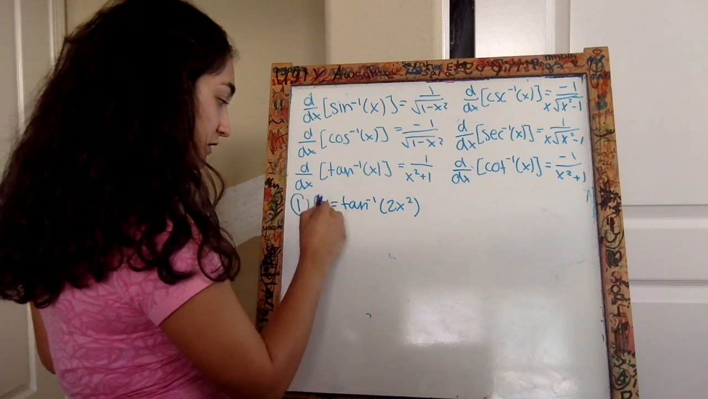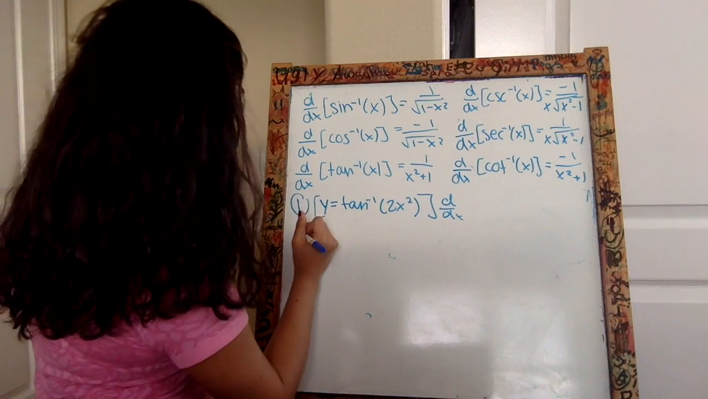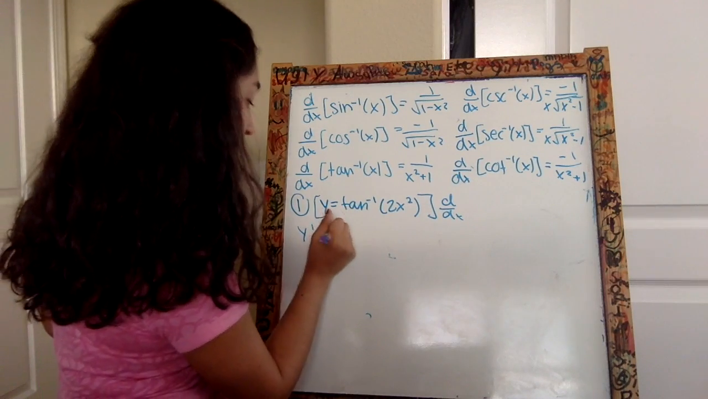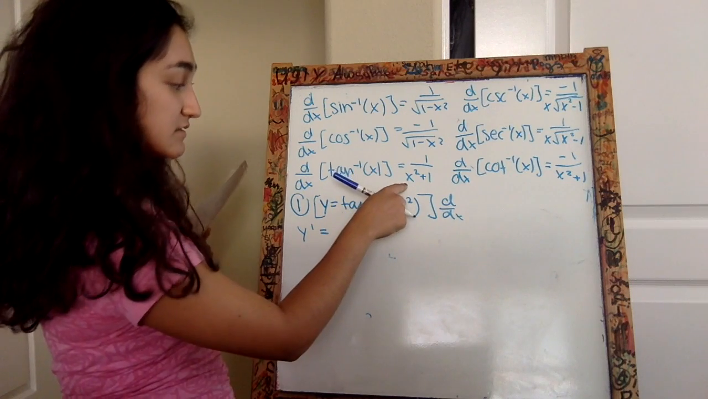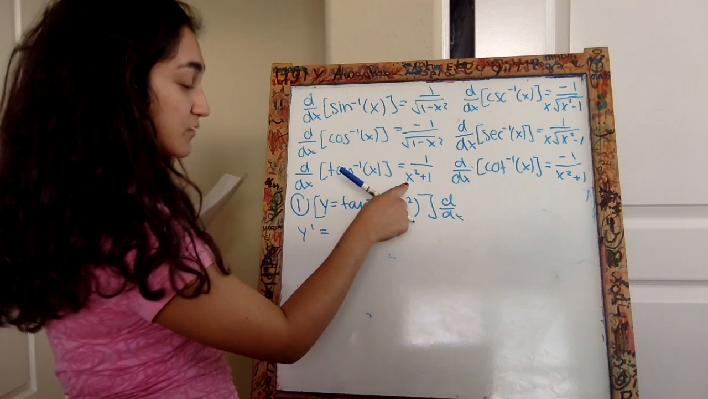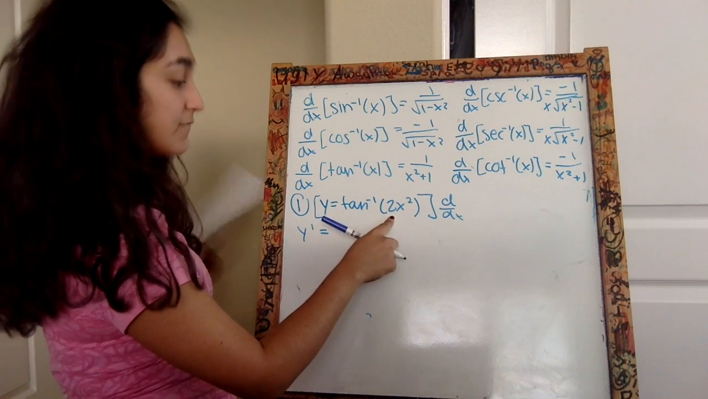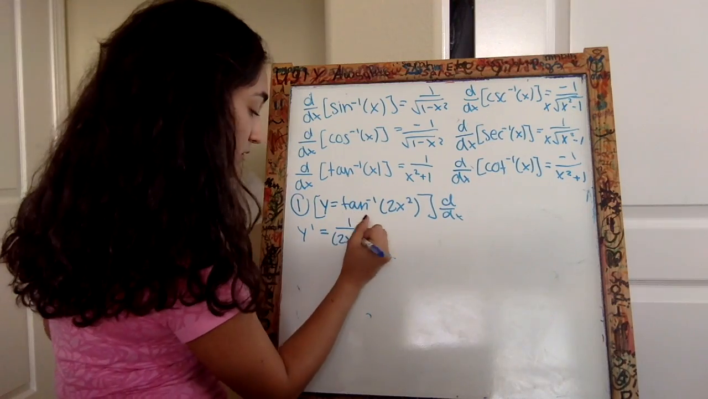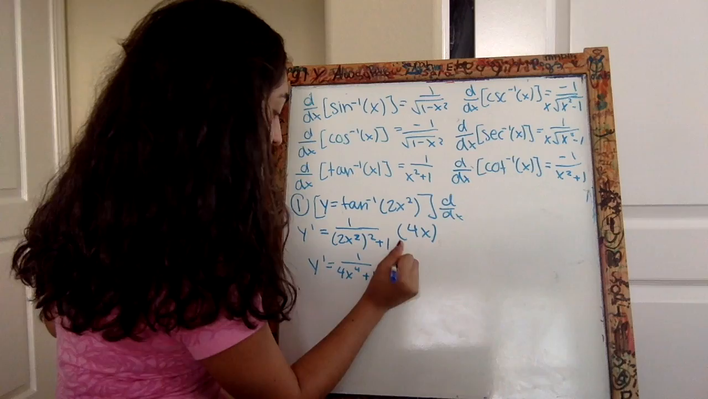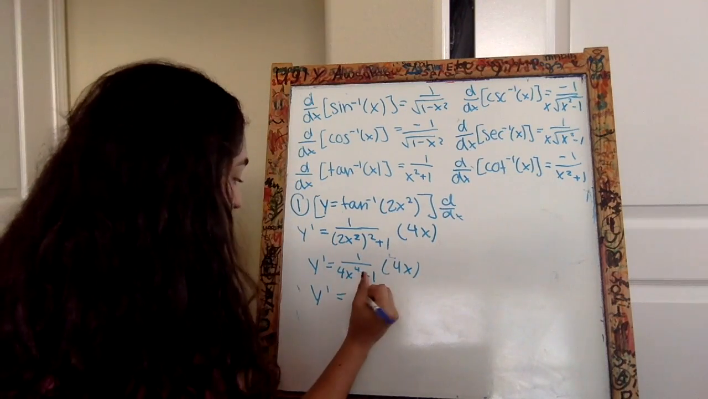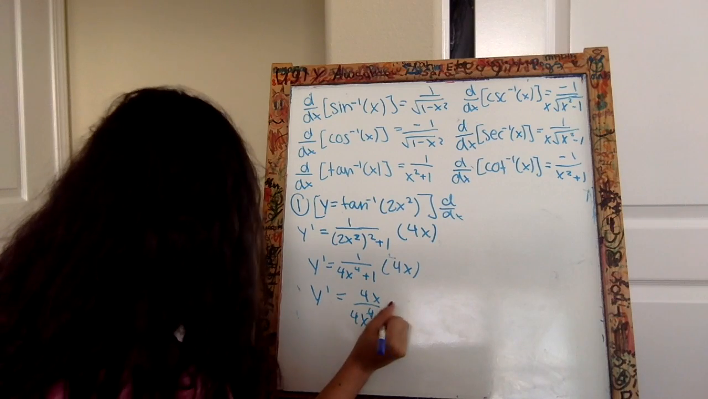So first, we need to differentiate both sides. So y prime equals, and we need to plug in 2x squared into the x value, and multiply that by the derivative of 2x squared, which will become 4x. So y prime equals 4x over 4x to the 4th plus 1.